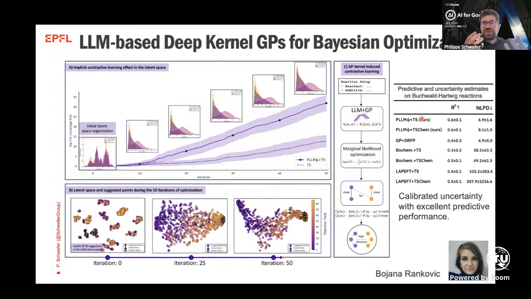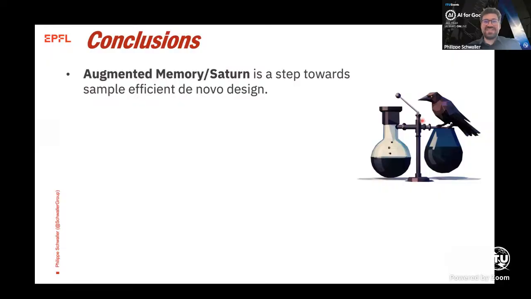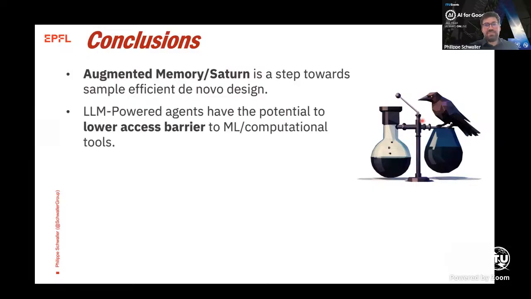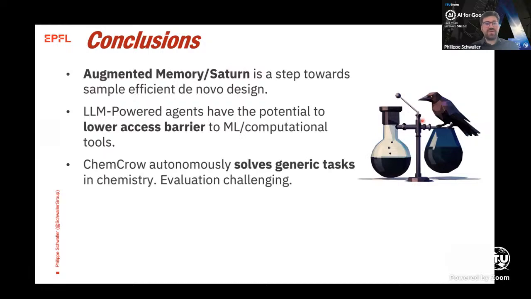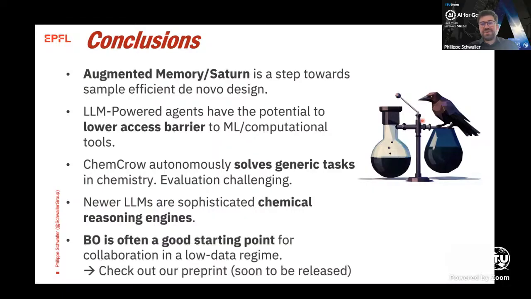And now we combine the flexibility of the LLM with the uncertainty calibration of the GP. So with this, let me just conclude: if you're interested in designing new molecules, I think Augmented Memory and Saturn are a super nice sample-efficient way to do that. We've shown that LLM-powered agents could, to some extent, tackle chemistry tasks through ChemCrow. Evaluation is always challenging, but new LLMs seem to become better and better at chemical reasoning. And if you want to do experimental validation, BO is often a very good starting point. And if you want LLM-based BO, we'll soon have an updated preprint.